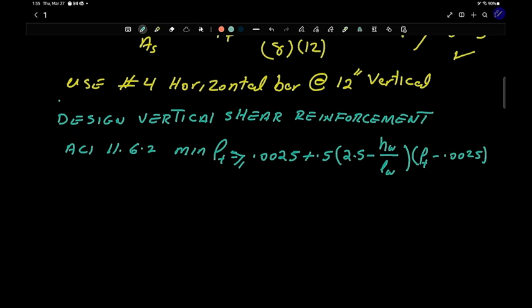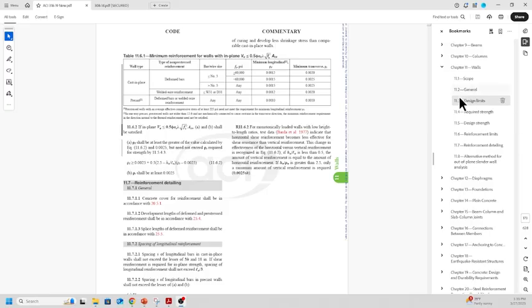Now we're going to go ahead and design the vertical shear reinforcement. That's per ACI 11.6.2. Let's take a look at that. And here it is right there. We're just going to set it equal. It should be at least bigger than that, but let's set it equal to this right here, 11.6.2.